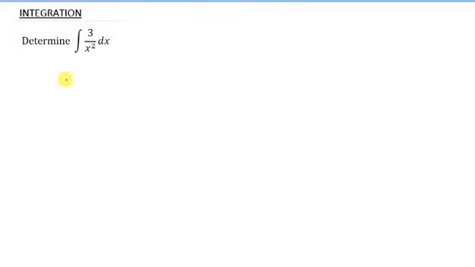So here we go. We have the integration of 3 over x to the power 2 dx. So how do we do this one? We have integration here, and if you look at this equation, we have 3 over x to the power 2.